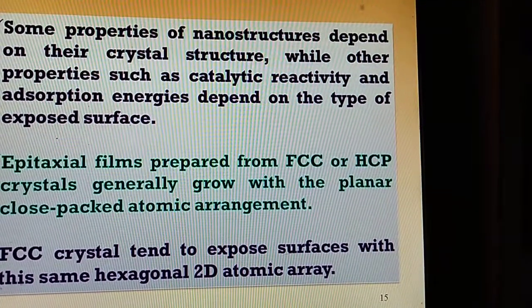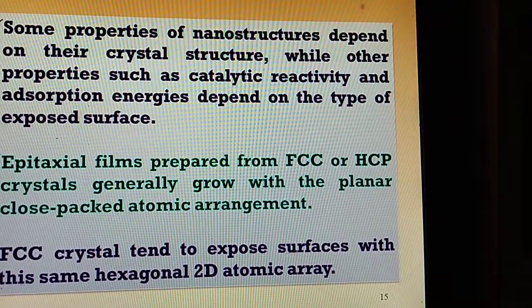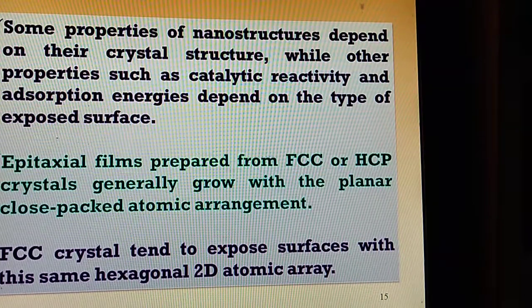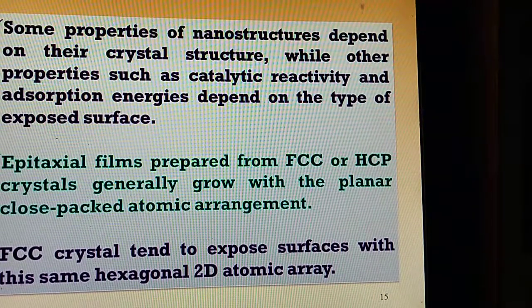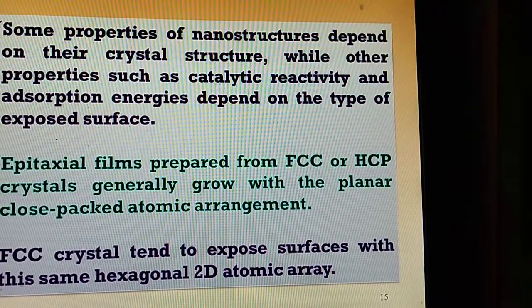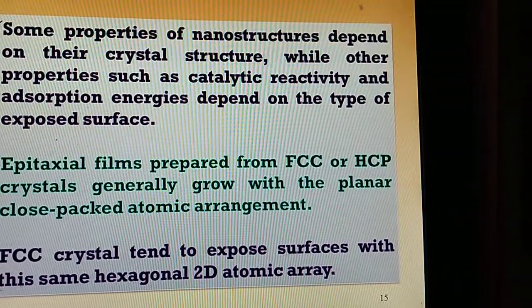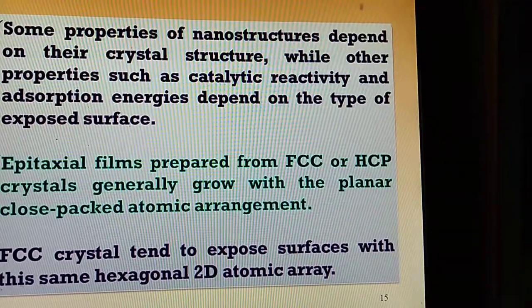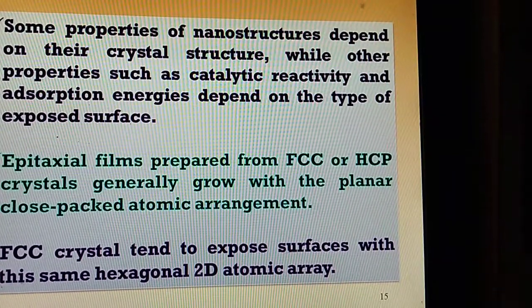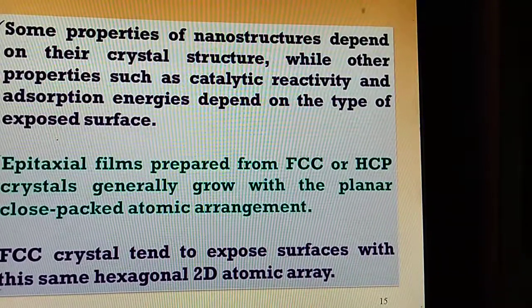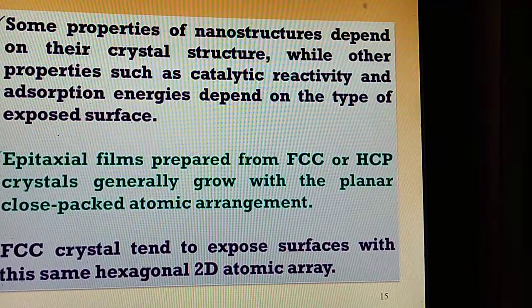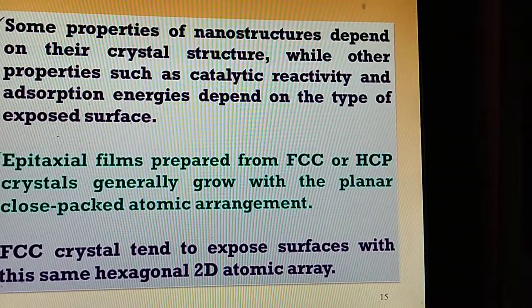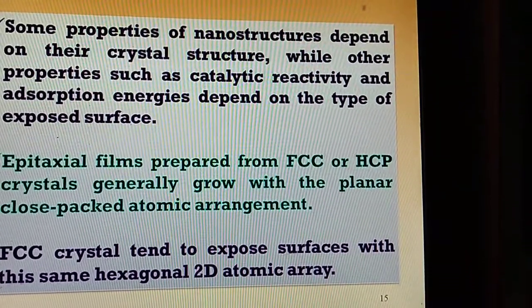In nanostructured materials, there are properties that depend on the crystal structure, and other properties such as catalytic reactivity and absorption energies that are applicable in photovoltaic cell applications and some sensor applications, because they are exposed to the surface. In thin film technology, epitaxial films prepared from FCC and HCP crystals generally grow with the planar close-packed faces, and FCC crystals expose surfaces with the same hexagonal 2D atomic array.